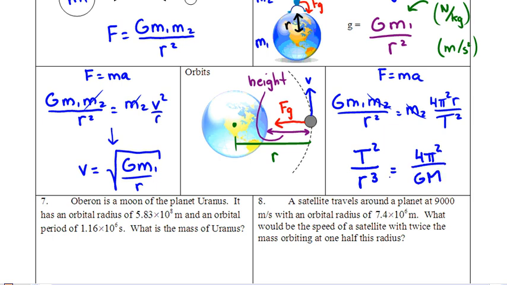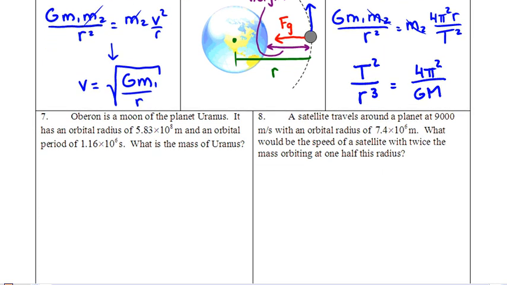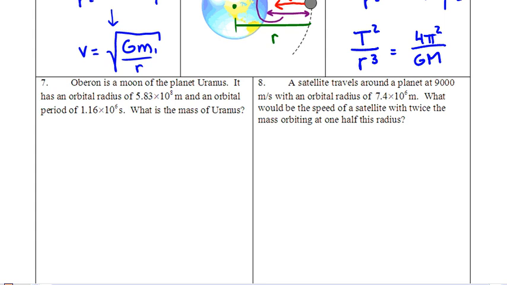Neither of these last two, that one or the one on the left, are on the formula sheet. You can create them as we did here in just a couple of seconds, but it might be worth knowing them when you walk into the final exam. Could save you a little bit of time. And here are a couple of questions that would use that. Number 7, Oberon is a moon of the planet Uranus. It has an orbital radius.